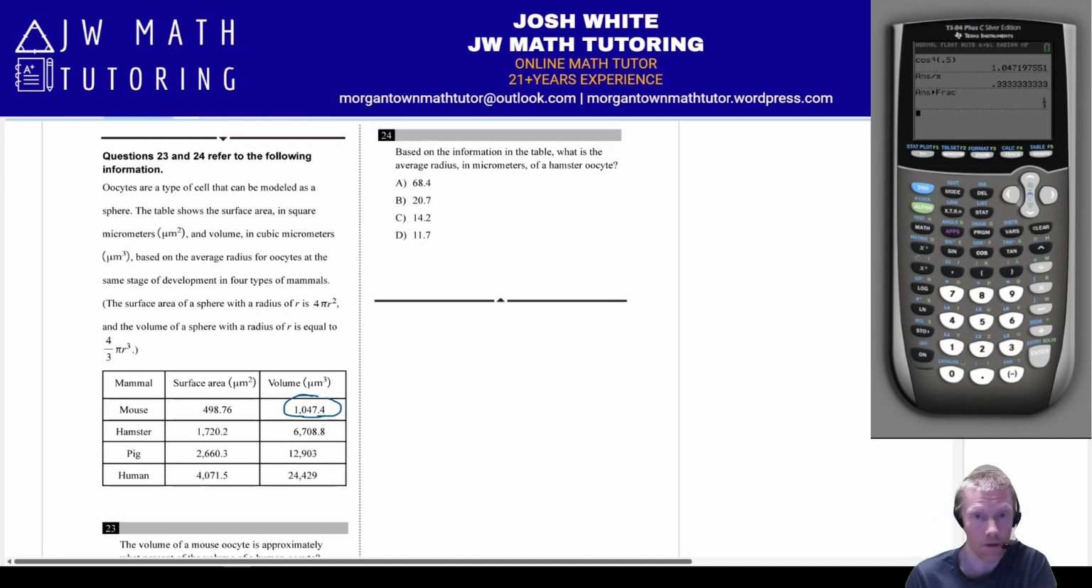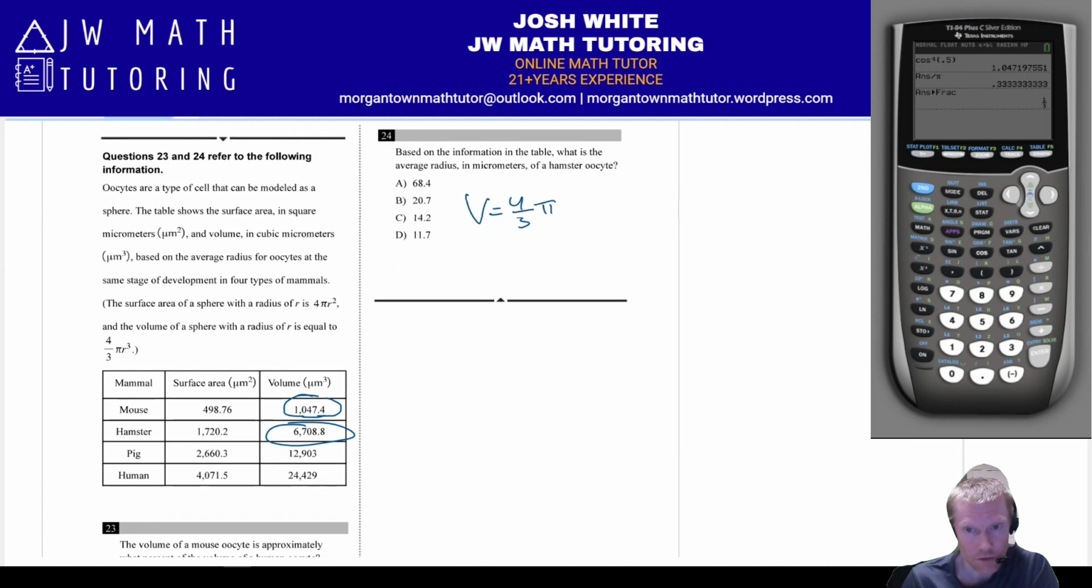For 24, here they give you basically the volume, which comes from the table. Now we're looking at hamster oxide, and they want to know if this is a sphere, what would the radius be? So you're basically taking the formula for volume of a sphere, 4/3 pi r cubed, setting it equal to 6708.8, and then solving this for r. However, first I'll show you how to do that.